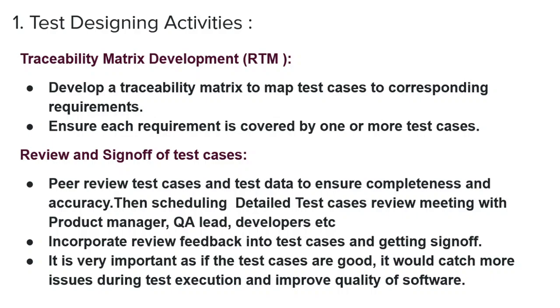So when you are going to write the test cases, you should map those test cases with those requirements. So we should be able to understand which test cases are associated with which requirement, and that document is called a requirement traceability matrix document. And we should ensure that each requirement is covered by at least one or more test cases. So each and every requirement in the document should be covered by at least one or more test cases.